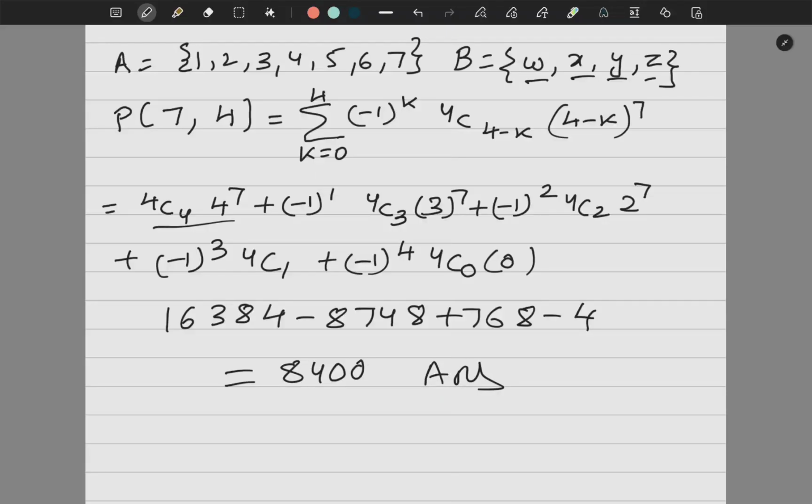Right? Now suppose if the same question I had told you that all boxes are the same, all are identical. In that case, what would be the answer? My answer would be 8400 upon 4 factorial. Correct? So this is the S(7, 4) value. Easy?